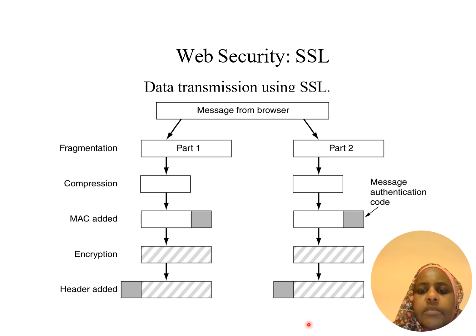The data transmission in SSL happens first in the application layer, where the message from the browser came. It is fragmented into two parts. Each part is compressed, and a message authenticating code header is added. Then the whole message with the header is encrypted, and all is encapsulated, adding an SSL header to it.